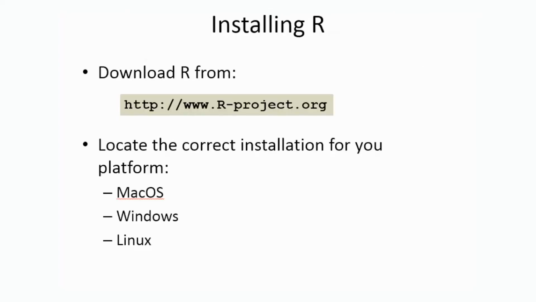R is available for a number of different platforms, including Windows, Mac OS, as well as Linux. To download R, you go to the R project website, locate the correct installation file for R, download that file, and then click on it to install it.